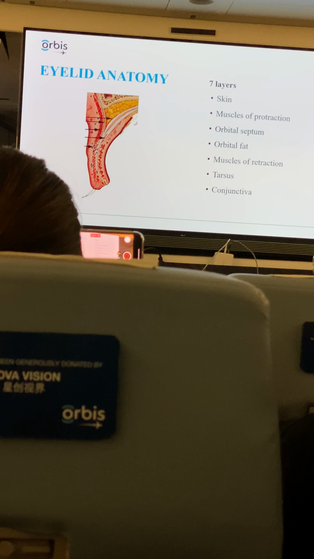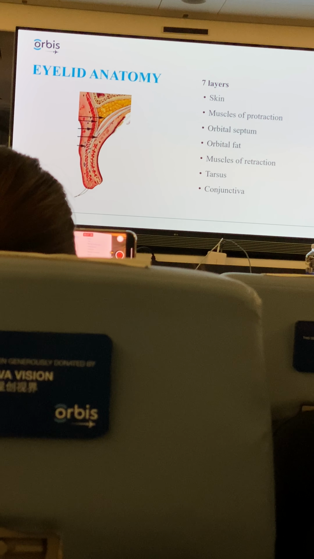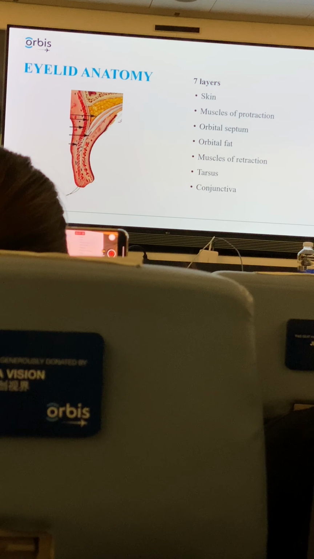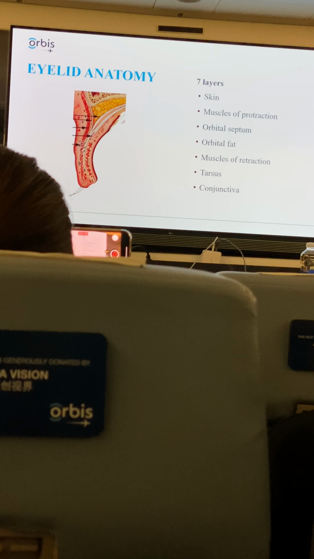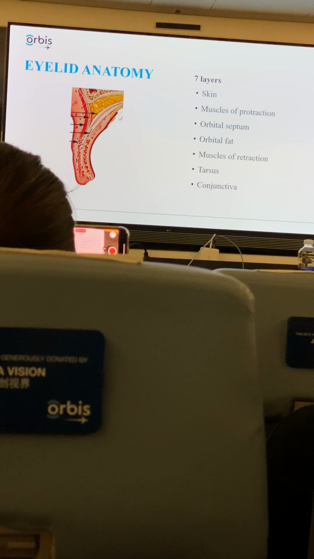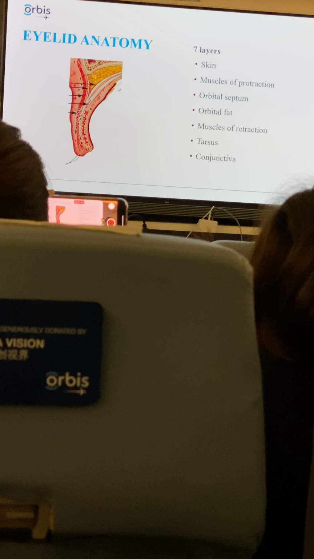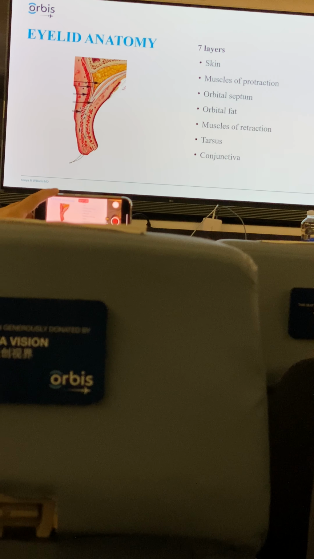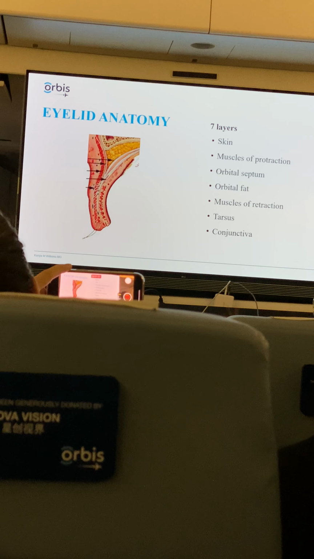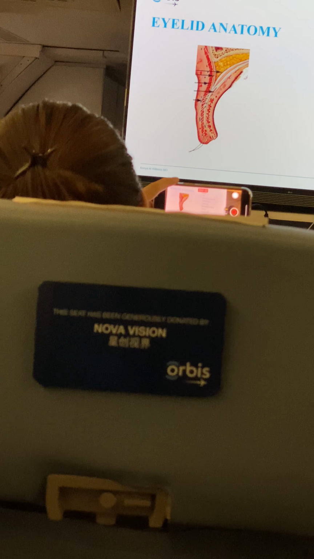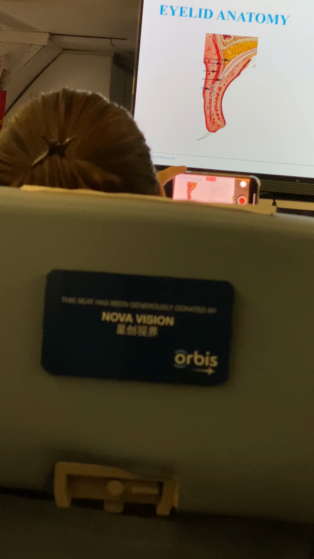It's important to know that, as I said before, the relationships between all of these structures do not change. They may look differently in each patient. They may look differently in an Asian eyelid compared to a non-Asian eyelid, but the relationship should remain the same.